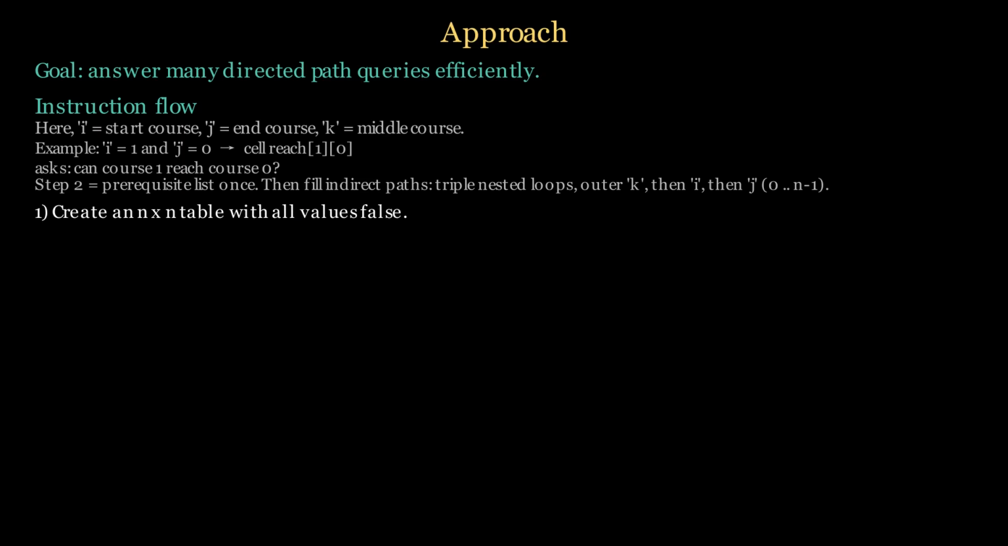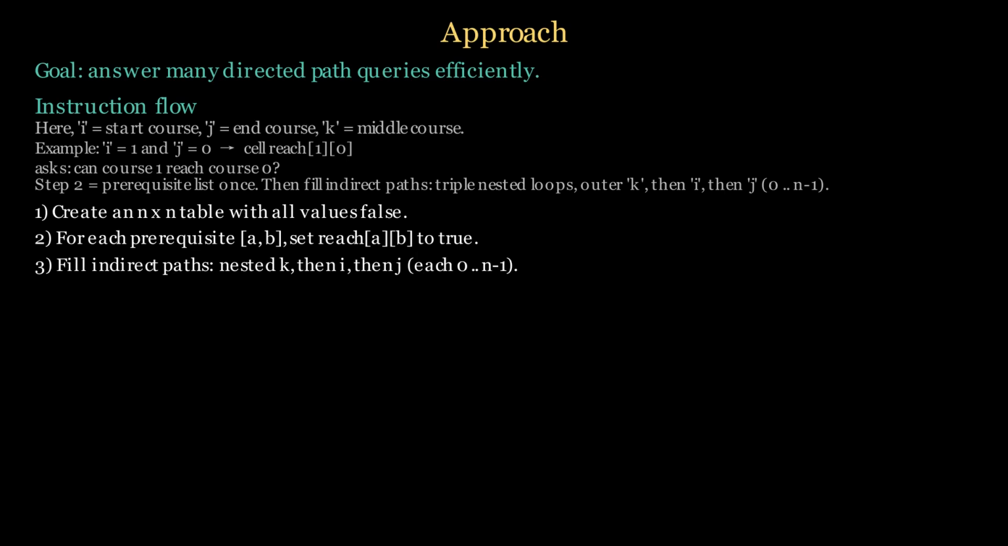Step 1. Start with a false table of size n by n. Step 2. Mark direct prerequisite edges as true. Step 3. Fill indirect paths with nested k, then i, then j, each index from 0 to n-1. Step 4. Now every query is a direct table lookup at reach U V.